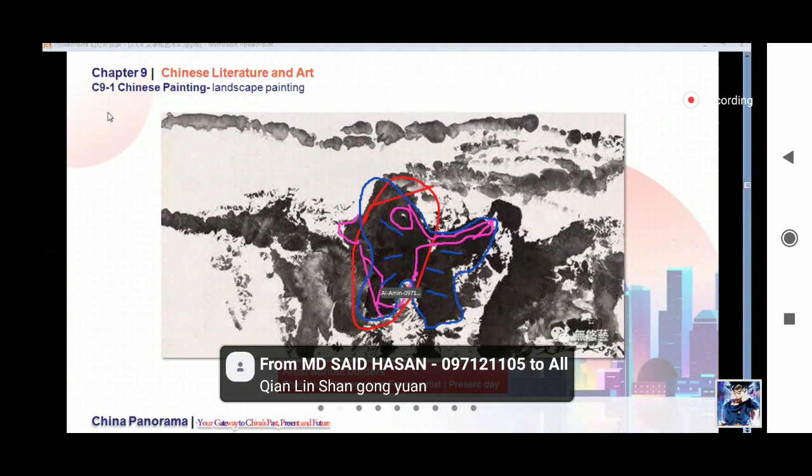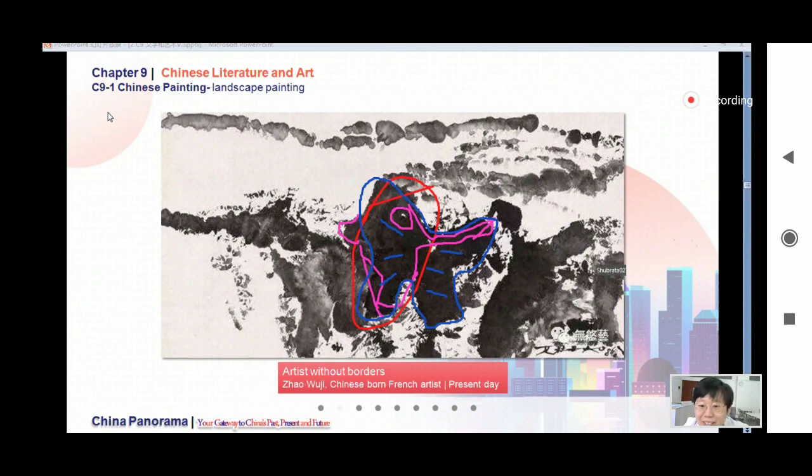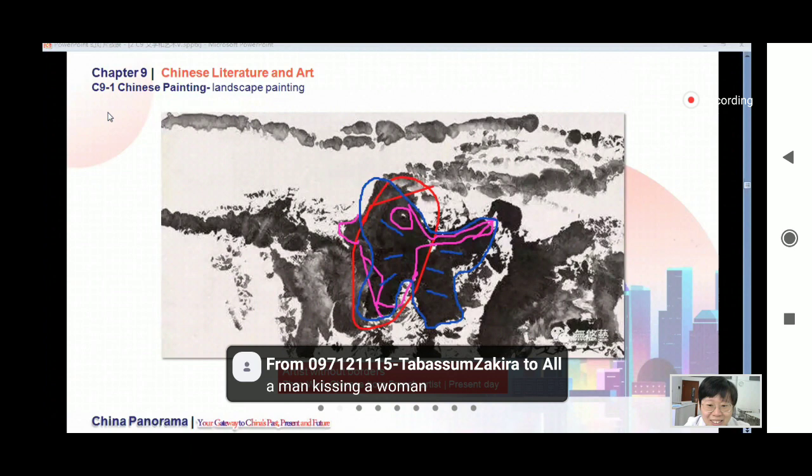What else do you see? Farha says clouds. Maybe, okay. A boy who fell in love. Really? Pavel, how did you get this idea? It's a boy who fell in love. A man kissing a woman. Really? Zakira, where is the man? Where is the woman?